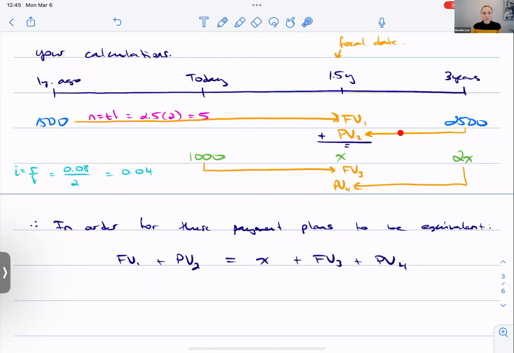How many compoundings from 1.5 years to 3 years? Well, that's 1.5 years in distance, right? And so N is 1.5 times 2, which is 3 compoundings. Same thing for this one, although it's not the same stretch, it's the same length, right? And so N is 1.5 times 2, which is 3. And finally, this is the same amount of time, so n equals 3 again.